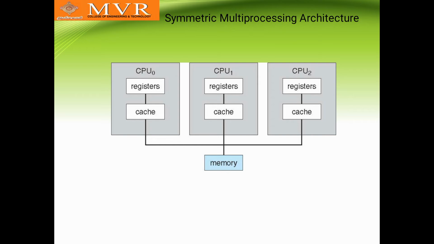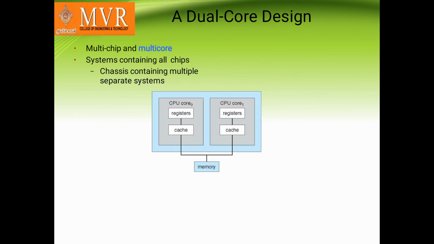Symmetric multiprocessor, see this picture, each and every processor will complete its task by using the memory. Here there are three processors, CPU 0, CPU 1 and CPU 2. Each and every processor has a task to complete the process. Here the storage can be cache and registers.